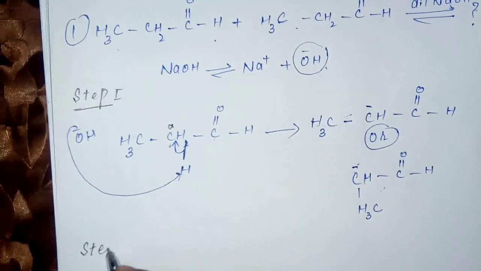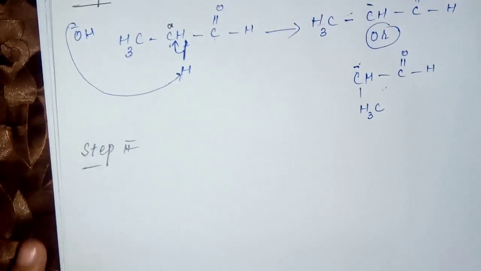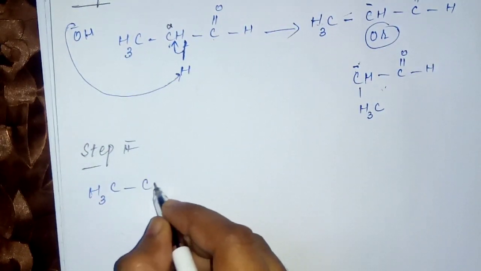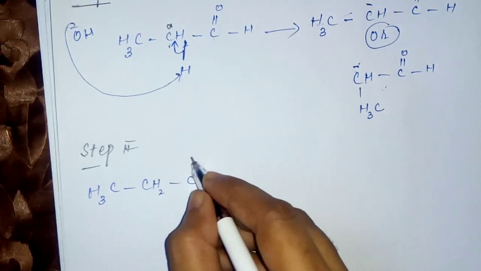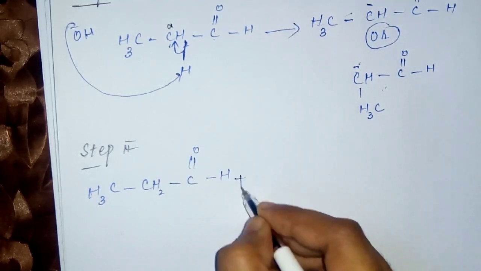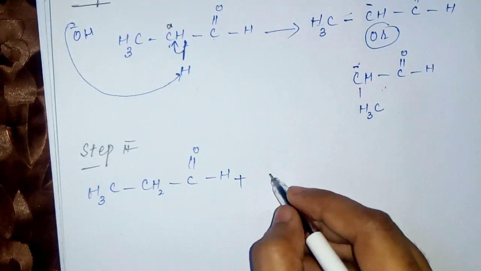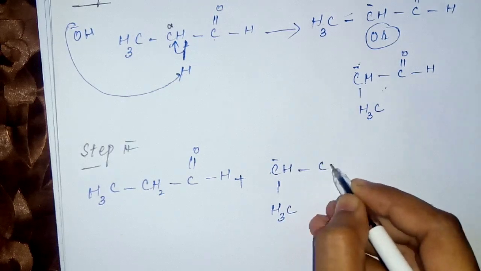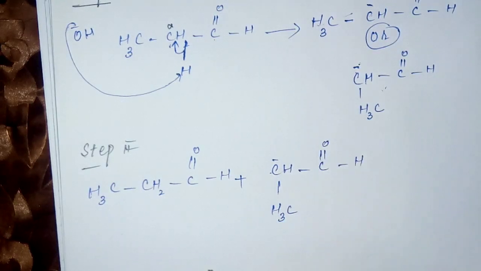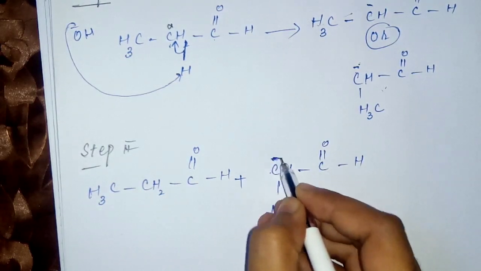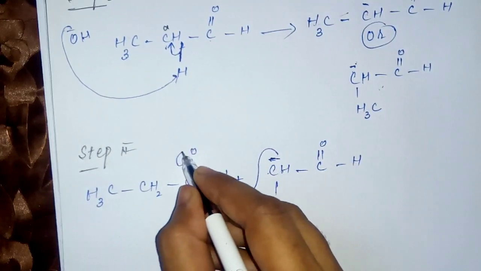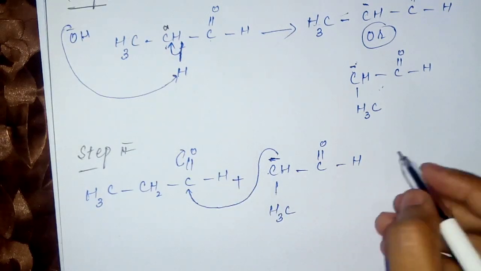In the second step, step number 2, the second propanol, we can say that CH2 reacts with this carbon anion. So CH negative and H3C, C double bond and H. And this negative ion will attack from here to here, and the bond will be shifted towards the oxygen.